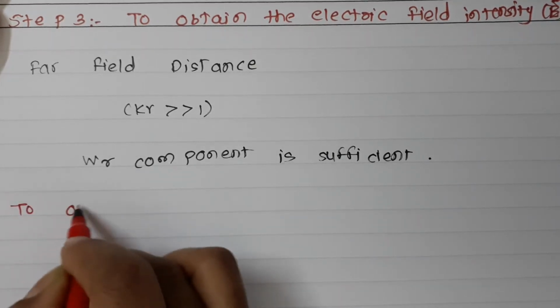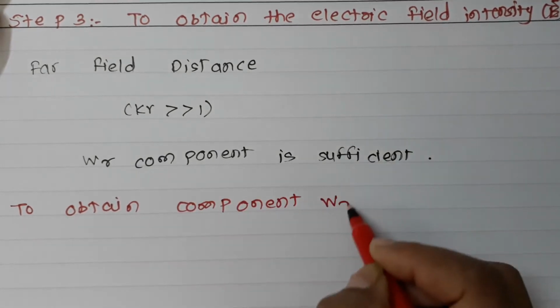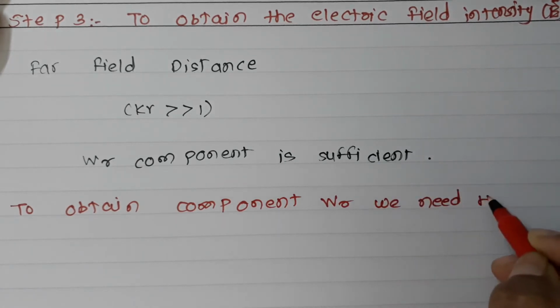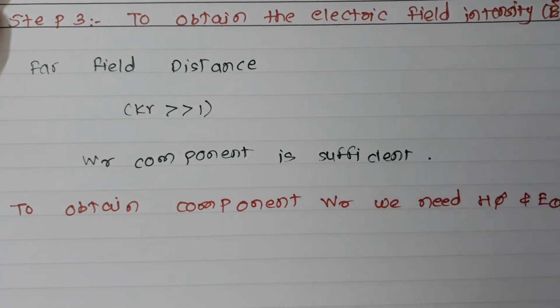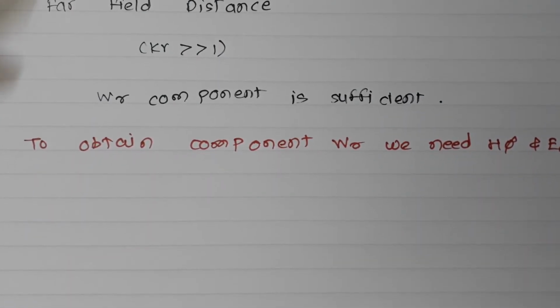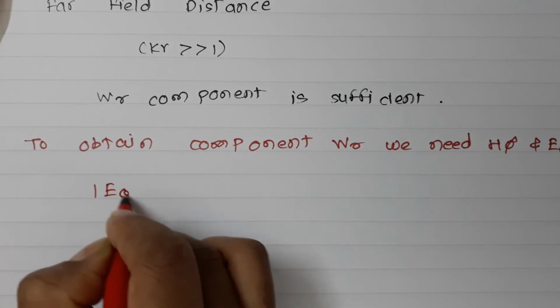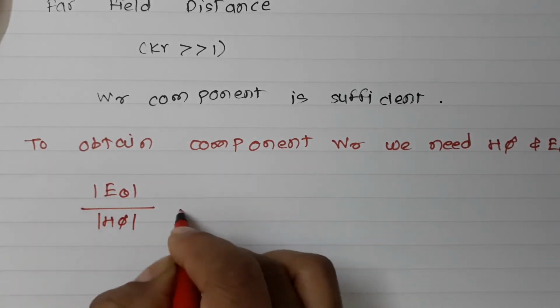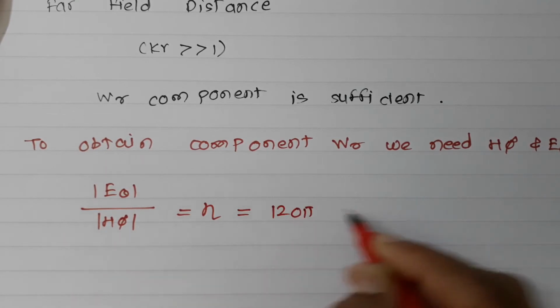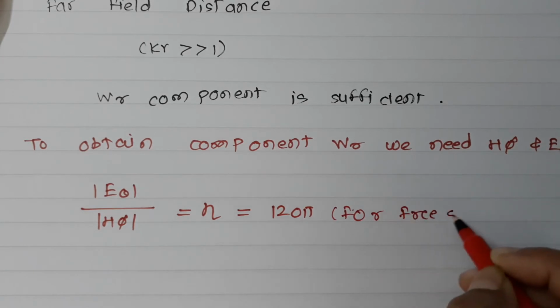So to obtain the component WR, we need the H phi component and the E theta component. We are not interested in the ER component right now. So we are interested in H phi and the E theta component. The E theta component can be obtained by using the intrinsic impedance. We know that E theta divided by H phi is equal to eta, which is nothing but 120 pi for free space. So this equation will be for free space.